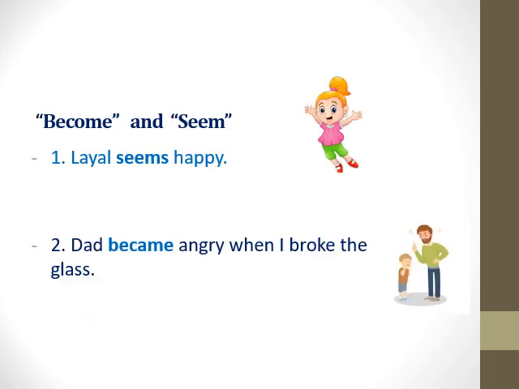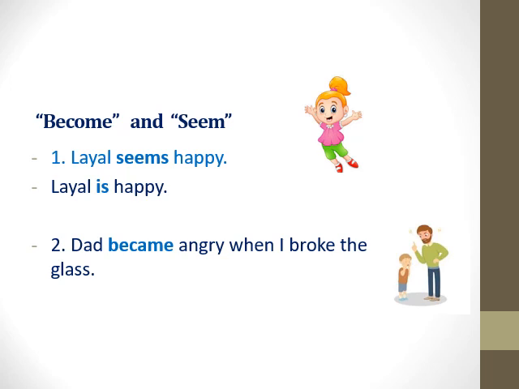Now we're going to move to special verbs. I call them special because they are special. Now you're going to find out why. They are the two verbs become and seem. Let's discover what is special about them. Number one, Layal seems happy. The verb is seems. If I ask you to replace seems with the verb to be, is, it means that you have to erase seems and instead of seems write is. Let's check. The sentence is Layal is happy.